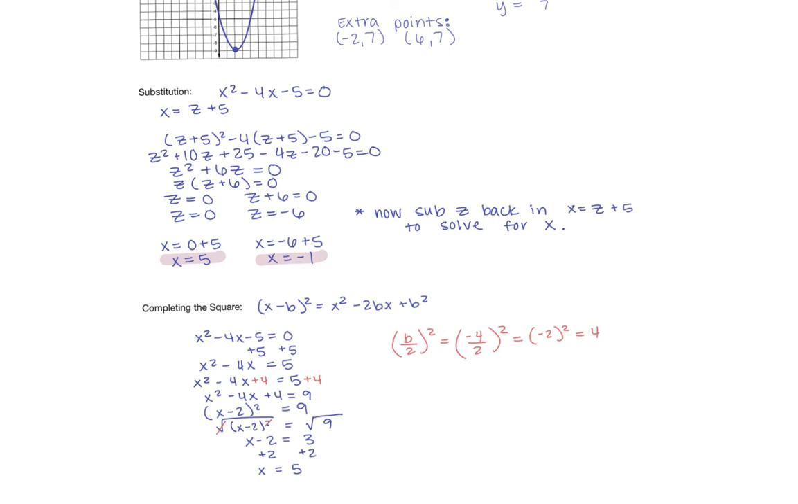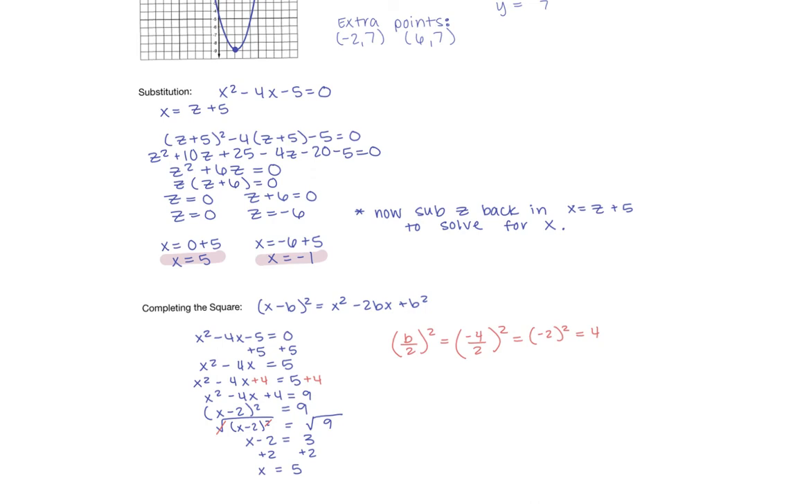multiply everything together, you get z squared plus 10z plus 25 minus 4z minus 20 minus 5 equals 0. Combine like terms, you get z squared plus 6z equals 0. From there, I factored out a z, so then you get z equals 0, and then z plus 6 equals 0. Solve for z, and in z plus 6 equals 0, you get z equals negative 6.